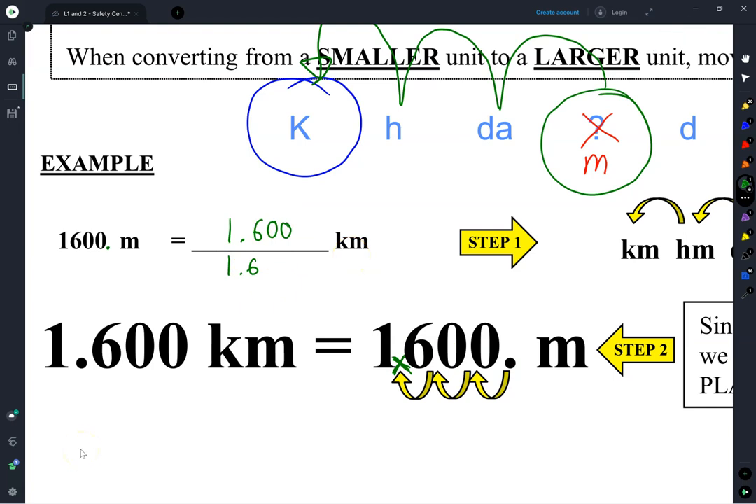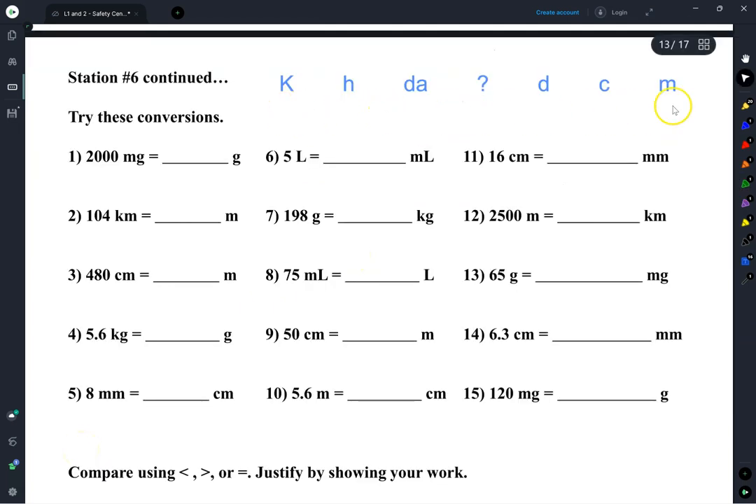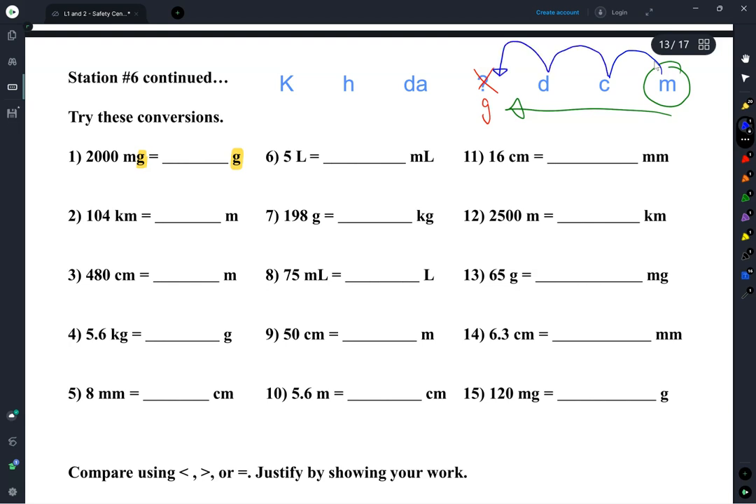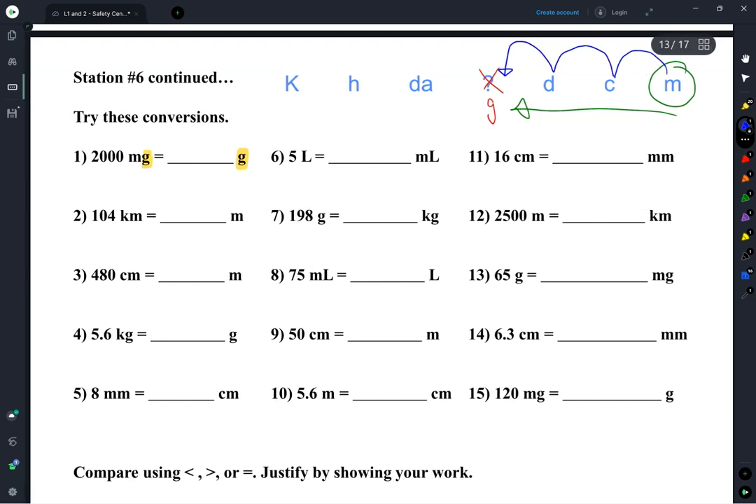Alright, let's try another example. Again, I'm going to write out my prefixes. King Henry died, spelt weird, of course. How did he die? Drinking chocolate milk. In question number 1, our base unit is the gram. So I'm going to replace the question mark with the gram. Now, I am going from the milligrams to the grams. So I'm moving from the prefix milli all the way to grams. This requires me to jump once, twice, 3 times to the left. So that's what I'm going to do.